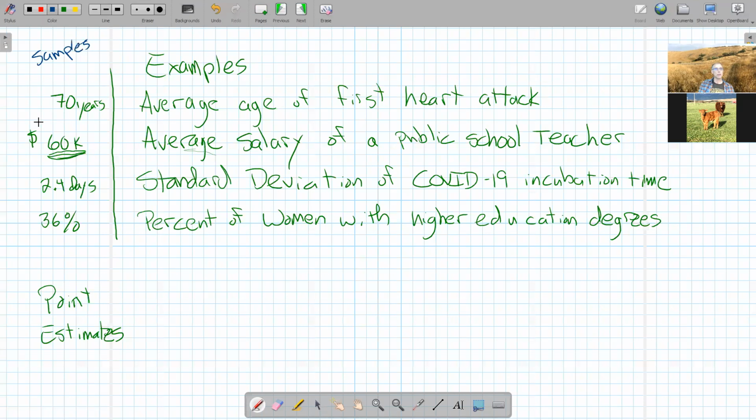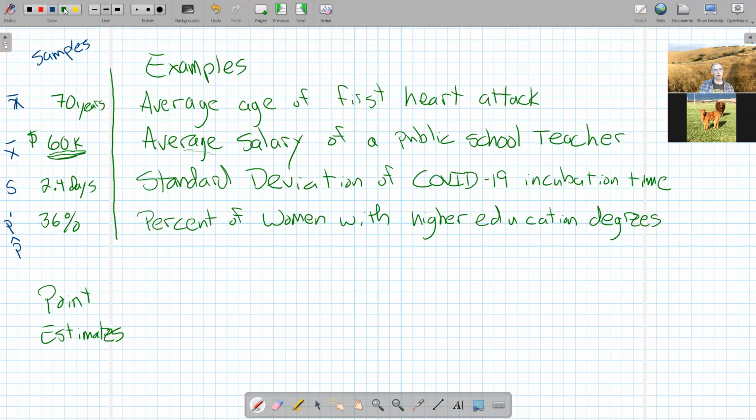the notation for the average is an X with a bar over the top, okay? X bar means average of a sample. $60,000, that would also be an X bar. Standard deviation, if that came from a sample, that would be the letter S. If it's a percent from a sample, that would either be like a P for percent or proportion with a little prime on it. Sometimes in the homework, you might see P with a hat over the top. These both mean sample proportion or sample percent.